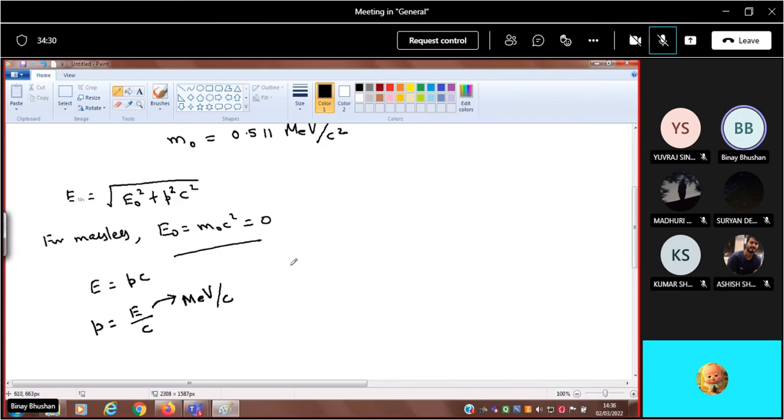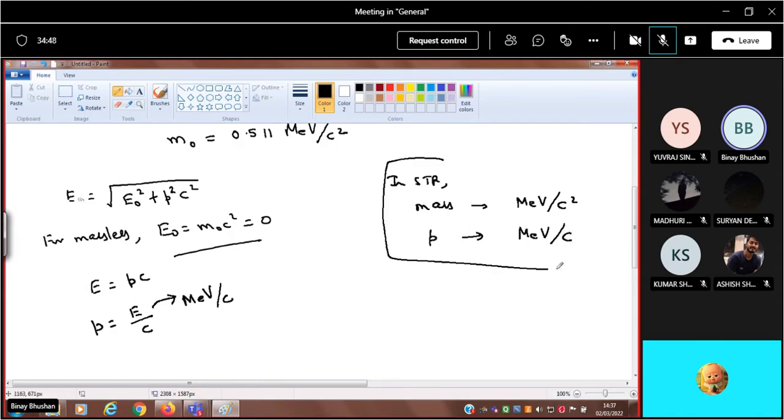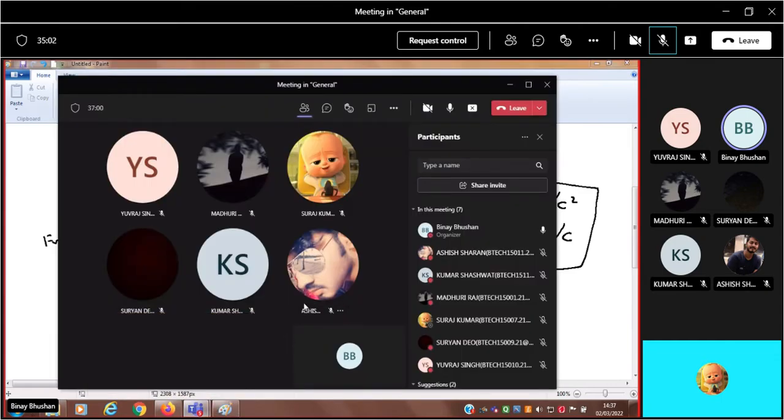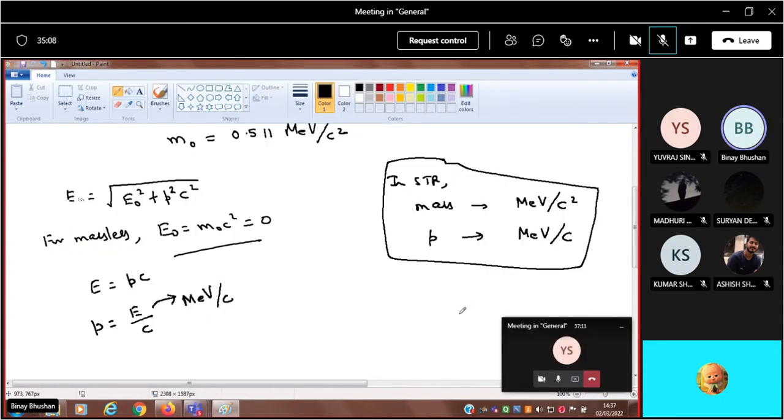So in STR, mass is represented in the form of mega electron volt by c square, and momentum is expressed in terms of mega electron volt by c. Remember this. Are you getting the point here? Everybody has joined the class, still 2 students are not here. So is it clear? Yes, sir.